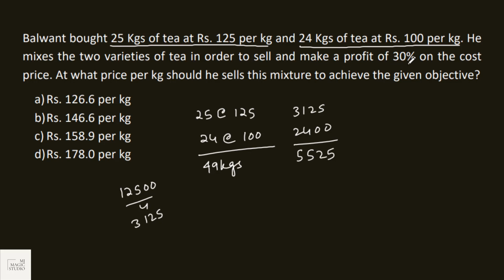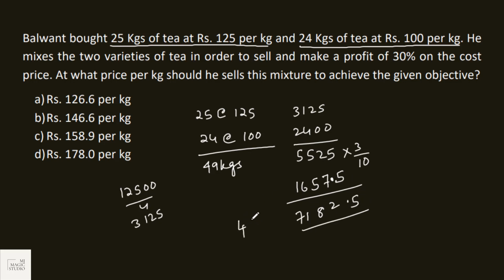And he also wants to make a profit of 30% on the cost. Okay. At what price per kg should he sell this mixture to achieve the given objective? So we need to multiply this by 3 to find the 30% profit.